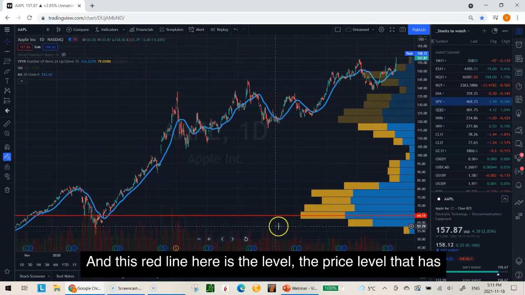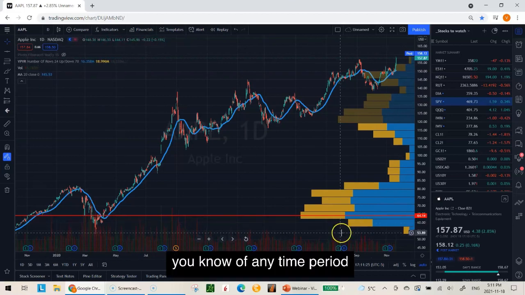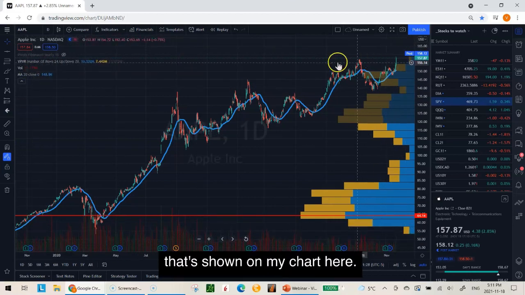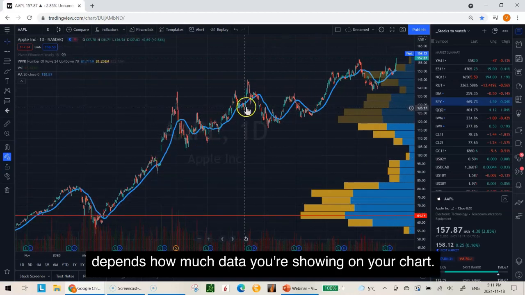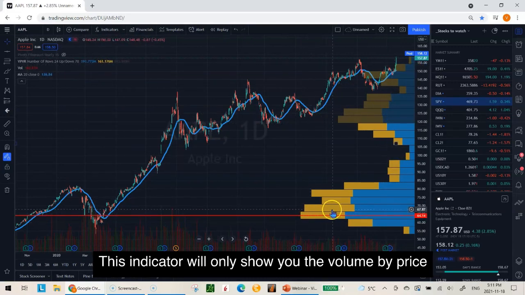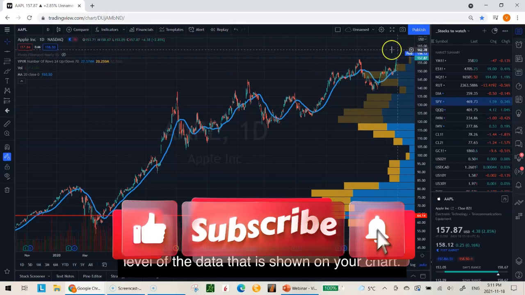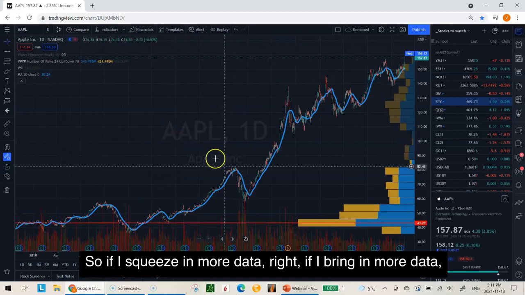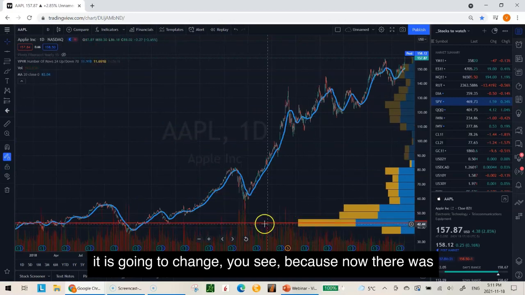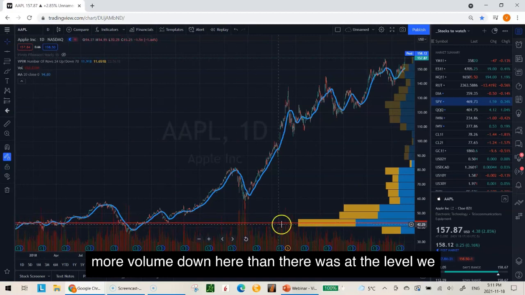And this red line here is the price level that has the most volume of any time period that's shown on my chart here. So when you're using the volume profile indicator, it depends how much data you're showing on your chart. This indicator will only show you the volume by price level of the data that is shown on your chart. So if I bring in more data, it is going to change, you see, because now there was more volume down here than there was at the level we saw previously.